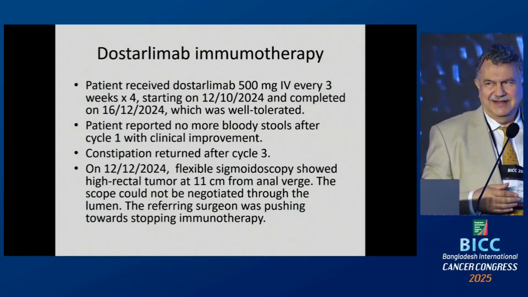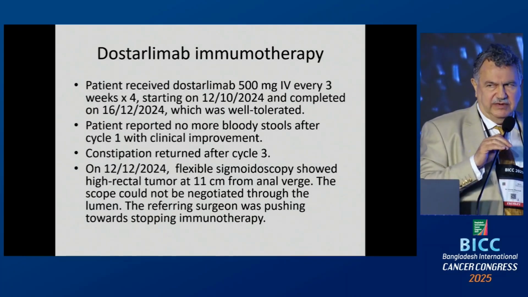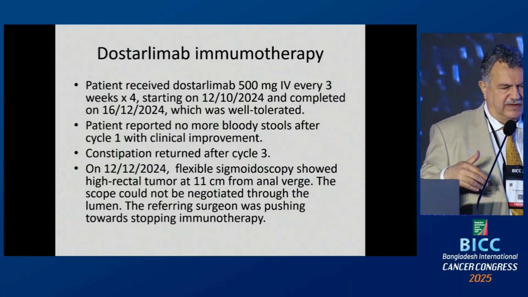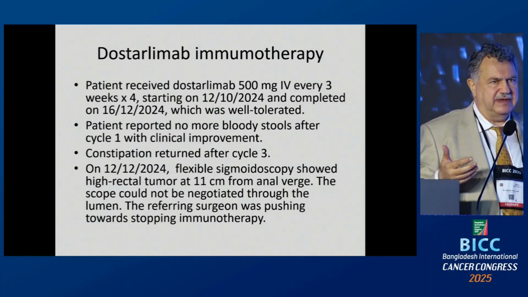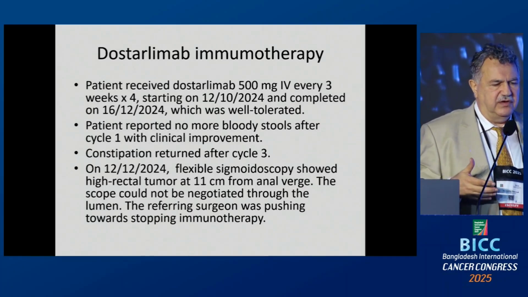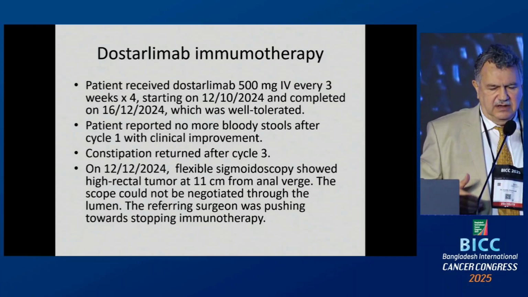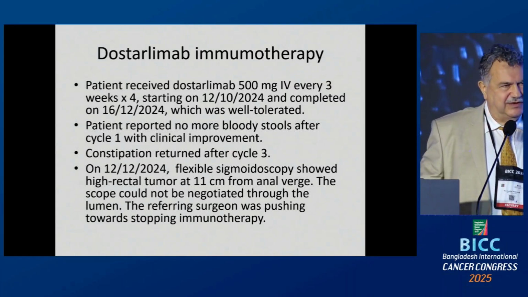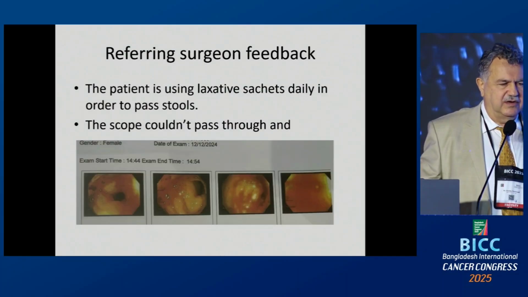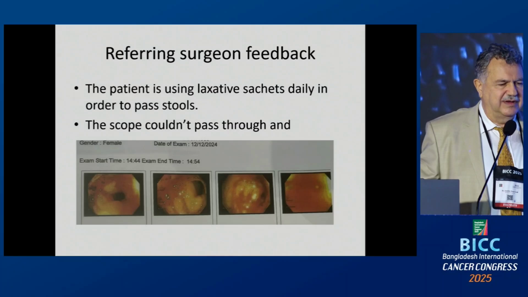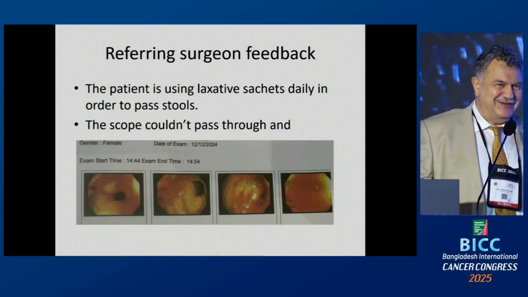So that's what happened. We started with the dostarlimab immunotherapy. From the first cycle, the patient stopped having bleeding. She opened up, she became better. But the surgeon was very concerned. He was saying, oh, she's still constipated, the colon is still narrow. If she progresses, it is your responsibility. If she perforates, your responsibility.